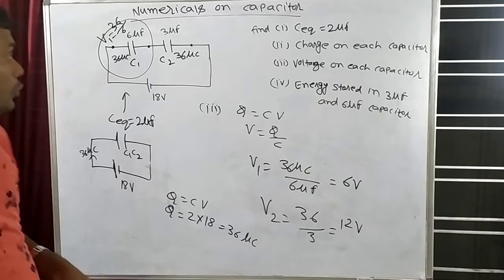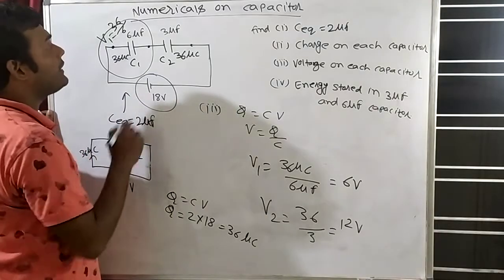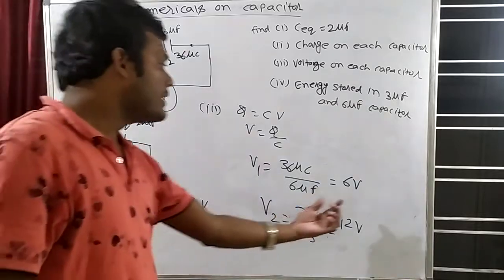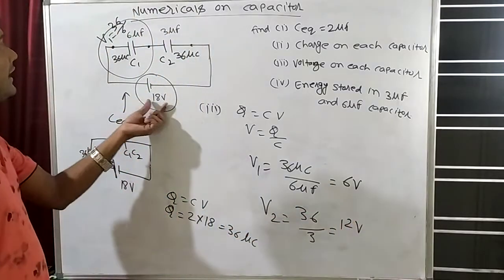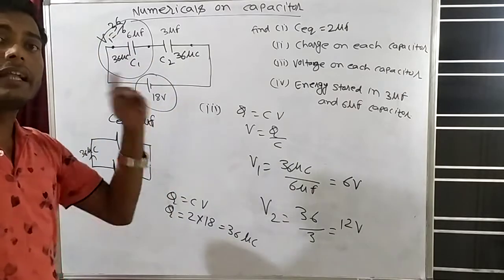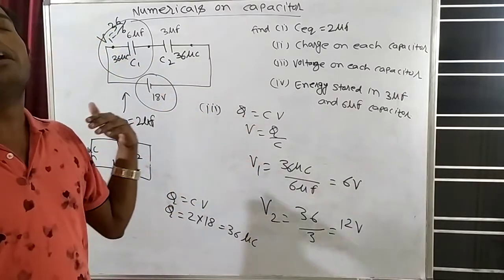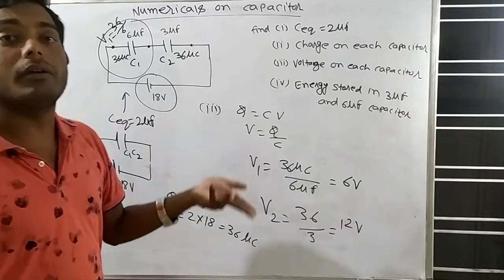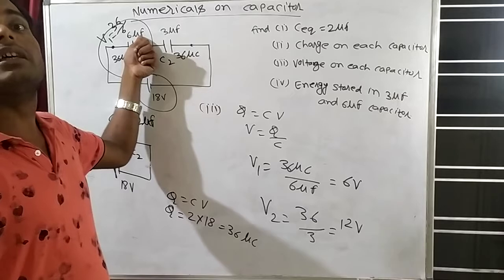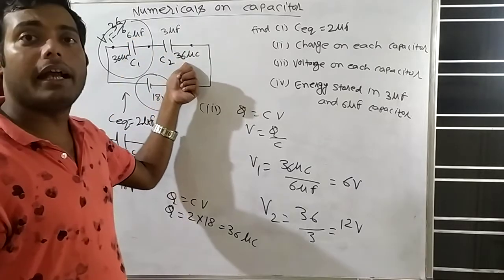12 volt. तो out of this 18 volt में से the first capacitor is taking how much? 6 volt. तो 18 में से 6 who is taking? First capacitor. So how much is the remaining? 18 minus 6, that is equal to 12. तो 18 में से 6 ये ले लिया, that means 12 volt ये लेगा.